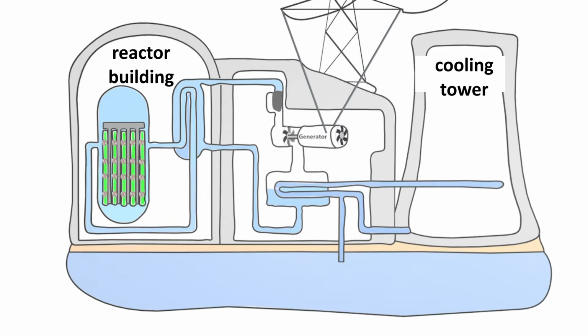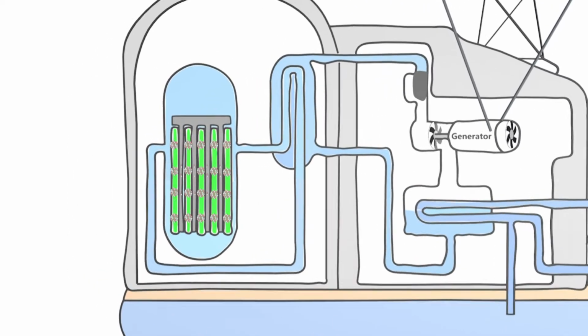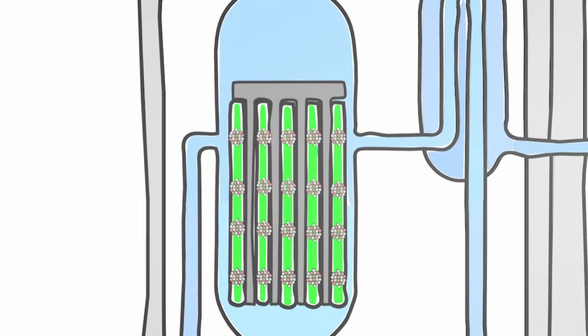Hi everyone. This video is about the simplified structure and functionality of a nuclear power plant, in our case a pressurized water reactor. Here you can see the rough structure. First of all, let's take a look at the reactor building. There's a large boiler with water in the reactor building.